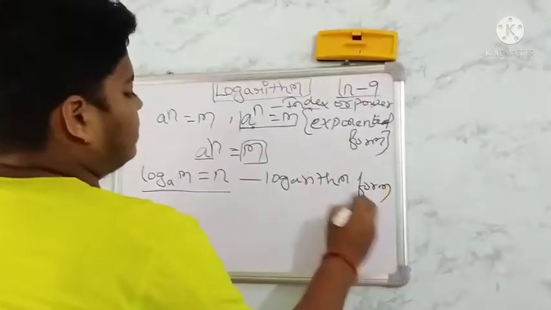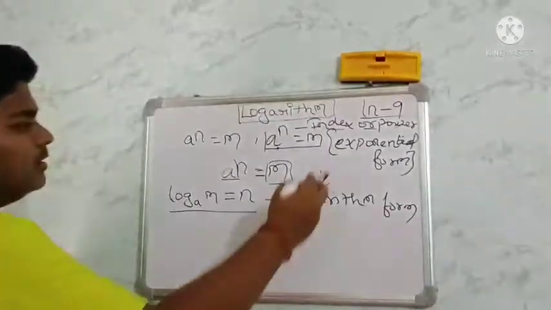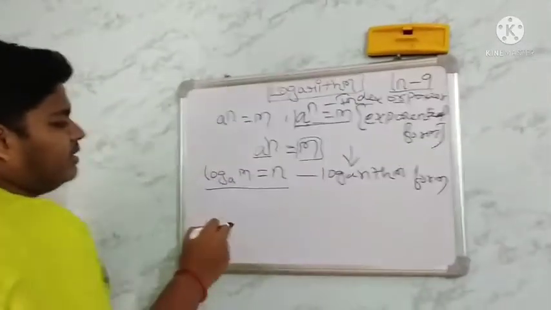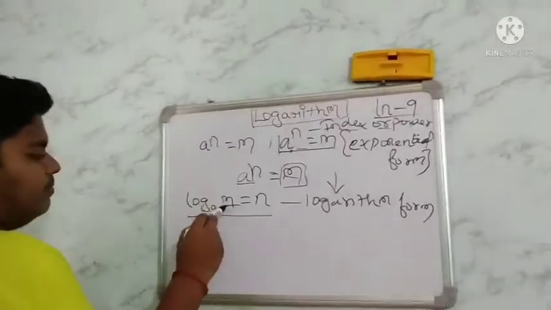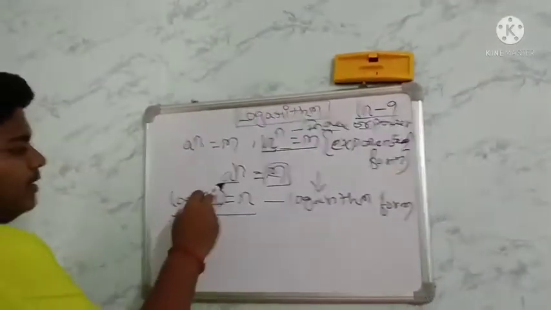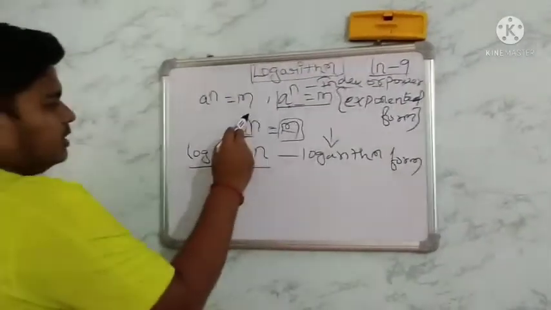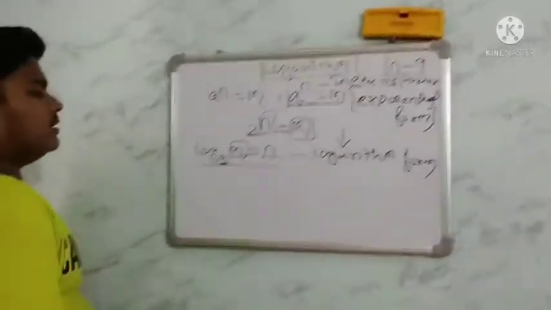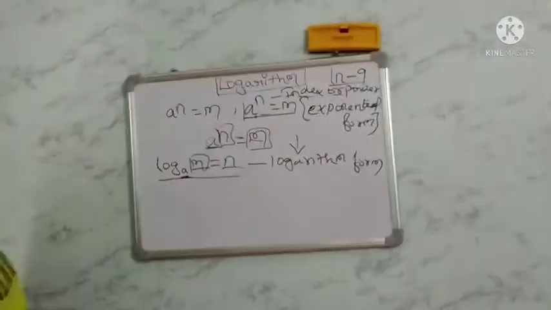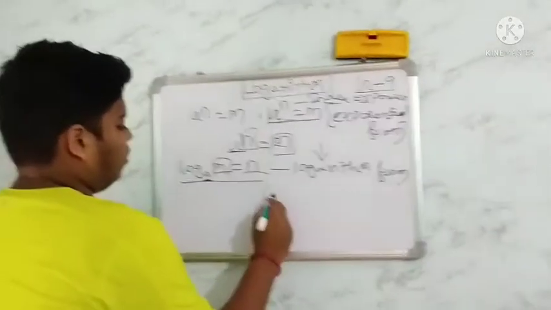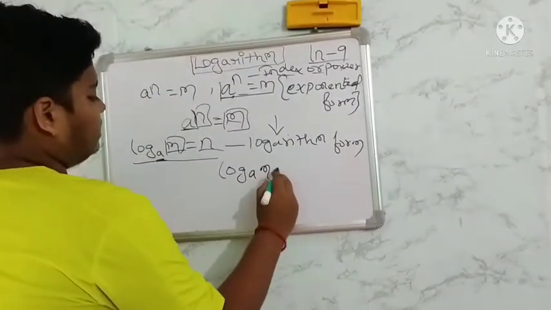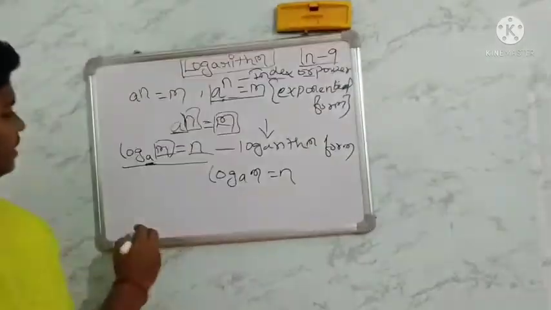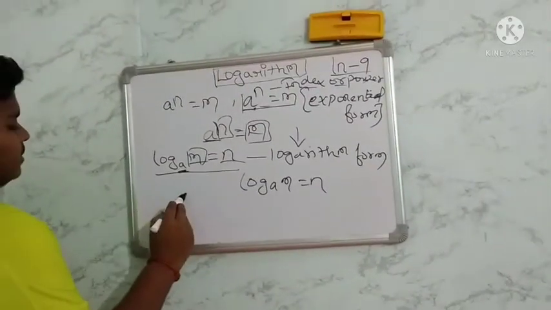So we have converted this exponential form into logarithm form. The right side is written here as it is, this base is written as the base, and this exponent n will come on the right side. So we must know that in logarithm form it is written as log of m base a is equal to n.